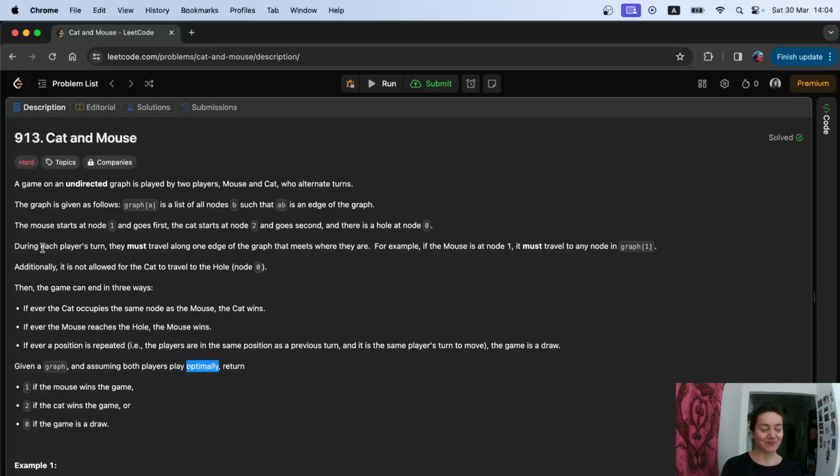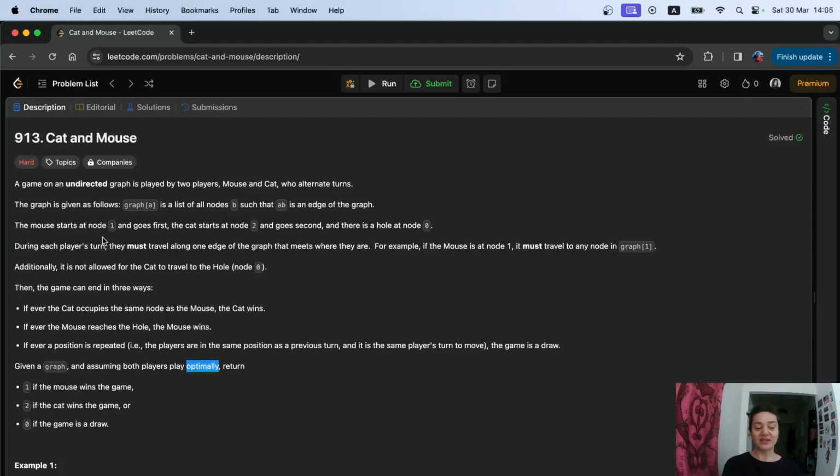Cat and Mouse. A game on an undirected graph is played by two players, mouse and cat, who alternate turns. The graph is given as follows: graph[a] is a list of all nodes b such that ab is an edge of the graph. In simple words, the input will be a vector. Every index 0, 1, 2, 3, etc. in the vector will hold another vector of all the nodes that are adjacent to that node.